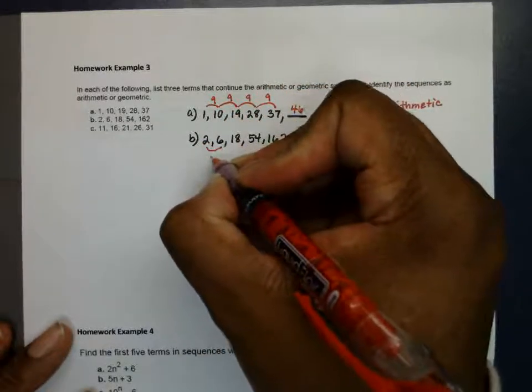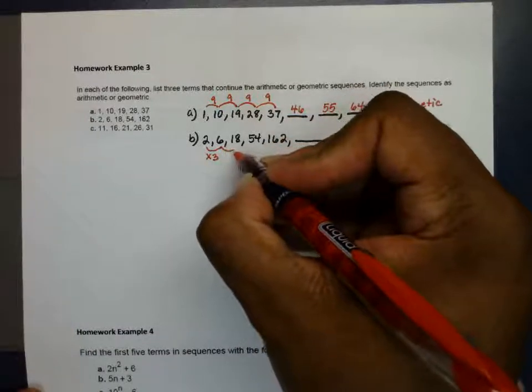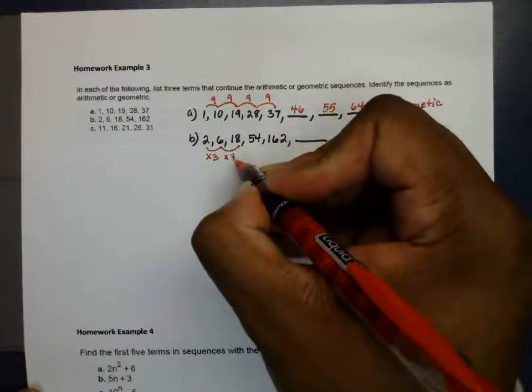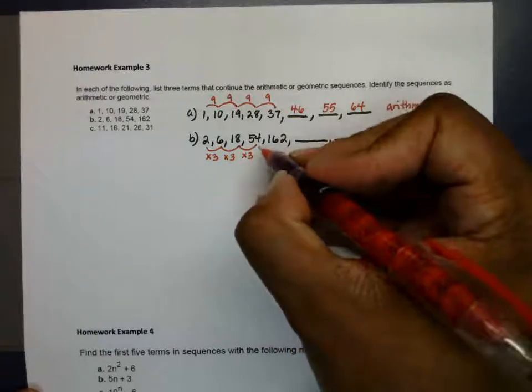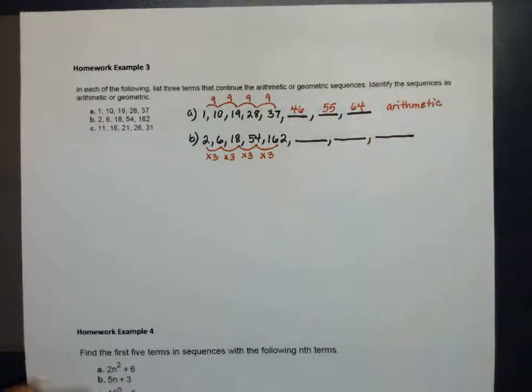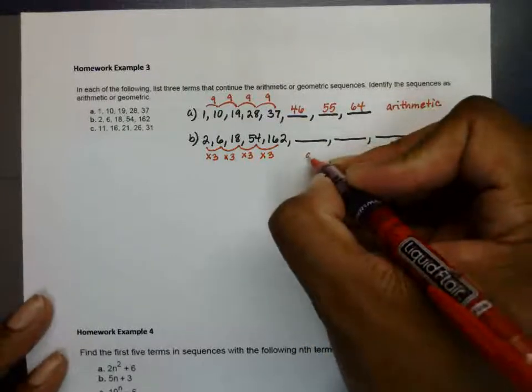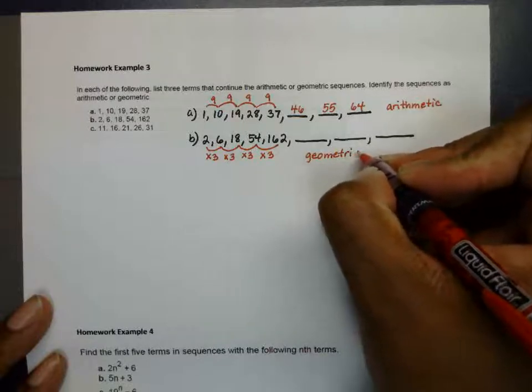From 2 to 6, we're multiplying by 3. From 6 to 18, we're multiplying by 3. From 18 to 54, we have to multiply by 3. From 54 to 162, we're multiplying by 3. So here we're multiplying by the same number each time. So that tells me I have a geometric sequence.